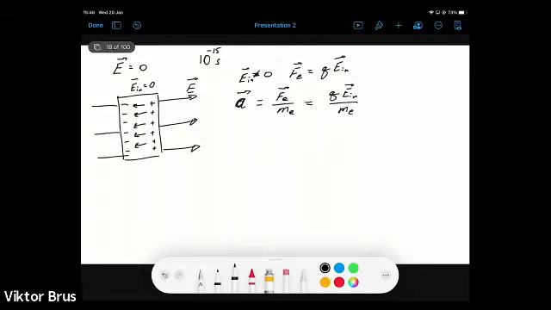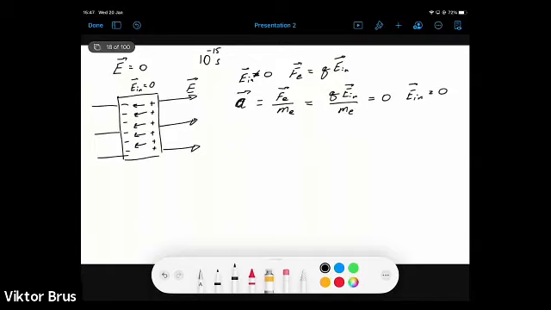And by the definition of electrostatic equilibrium, there should not be any net transport, any net movement of charges inside the conductor in electrostatic equilibrium. That's why this acceleration should be equal to 0, and that means that the internal electric field should be equal to 0. So this is the explanation of the first necessary condition for electrostatic equilibrium.